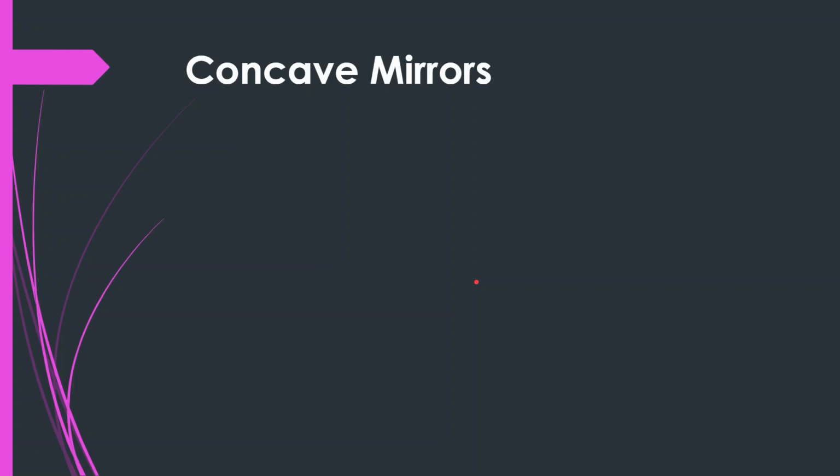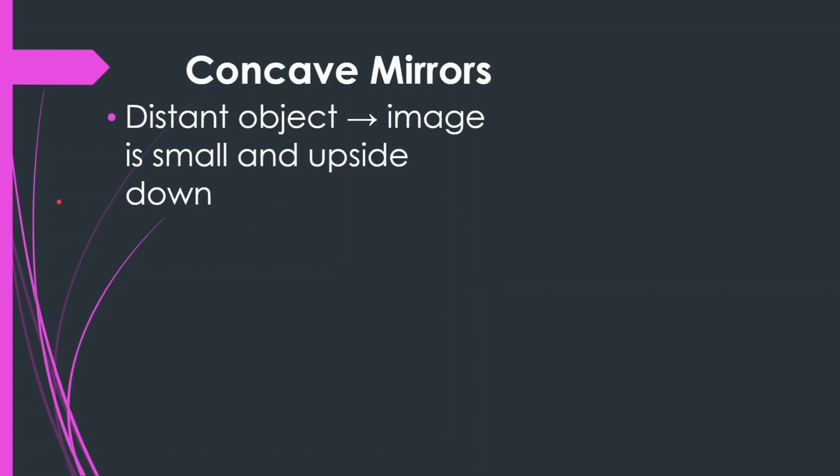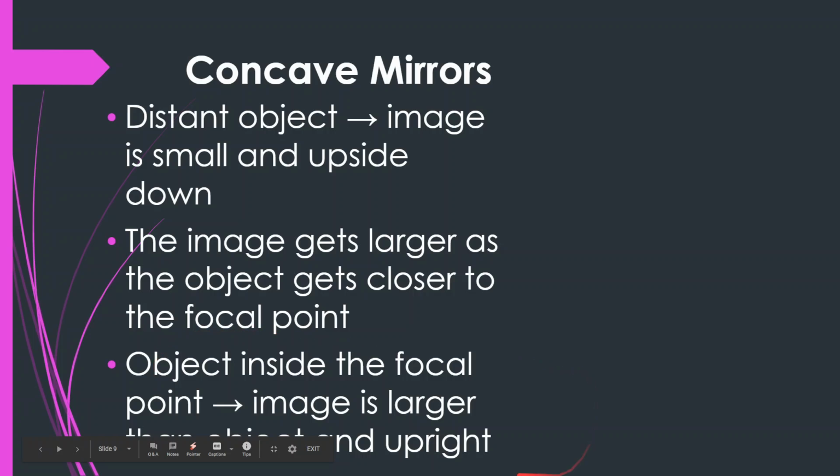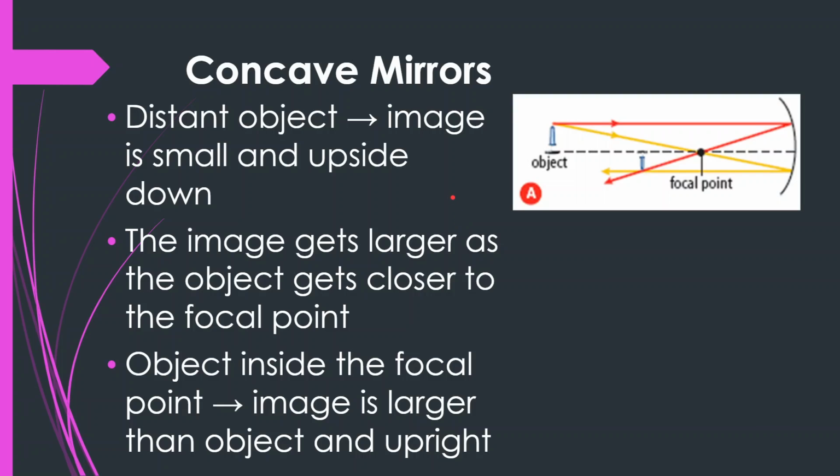And so, if you have a distant object, an object very far away from the mirror, the image will be small, and more importantly, I think, it'll be upside down. Now, as you get closer to the focal point, the image will get bigger, because it's getting closer to the mirror. That makes sense. And then if it is inside the focal point, it'll be larger than the real object. It gets magnified, but then also it'll still be right side up.